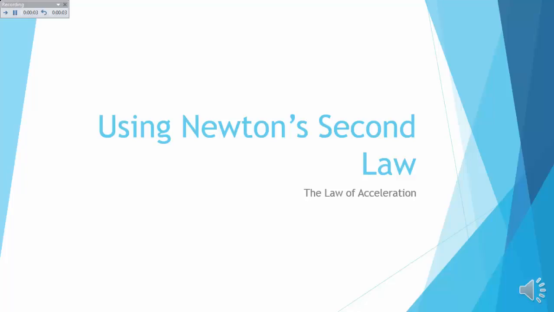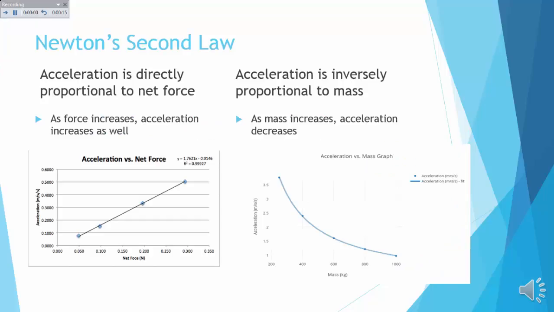Alright gang, today I'm going to talk about using Newton's second law to solve physics problems. Newton's second law is also known as the law of acceleration because it tells us what impacts the acceleration of an object. From the Atwood Machine Lab, you should have discovered that acceleration is directly proportional to the net force that is acting on an object.